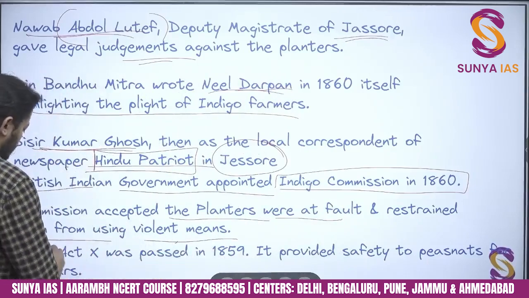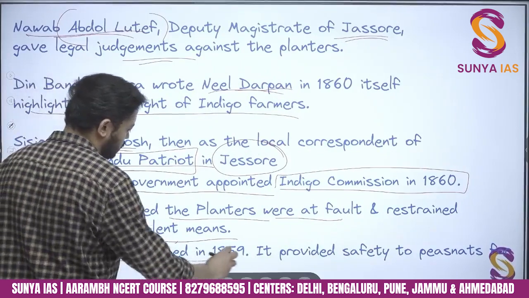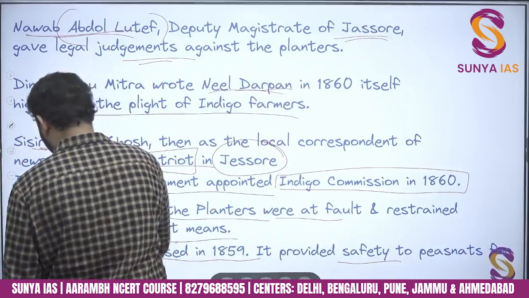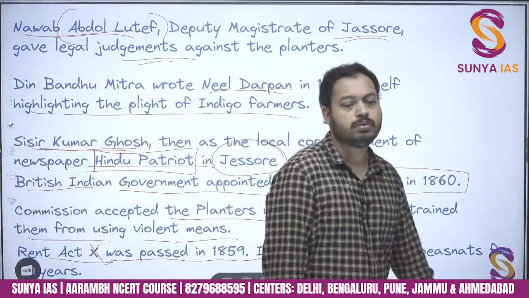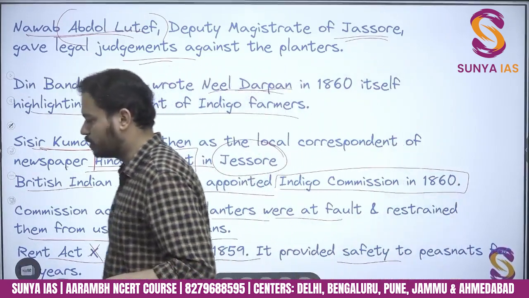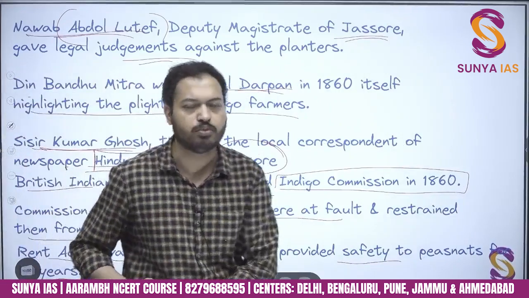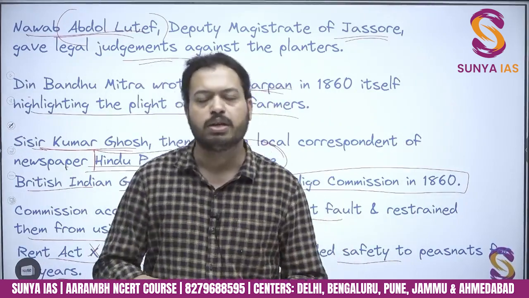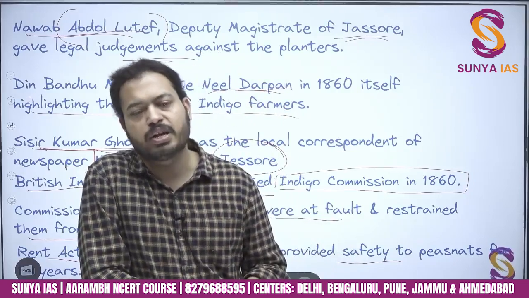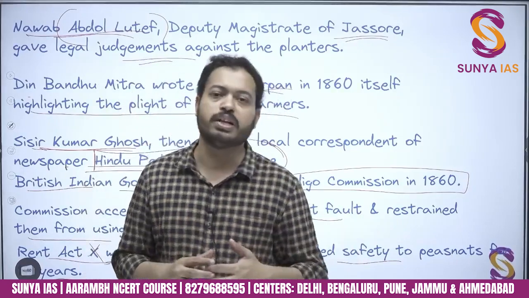But after this, you will see that the Rent Act 10th in Bengal legislation was passed in 1859. It provided safety to the peasants for 12 years. It was decided that if any peasant is working for more than 12 years on a piece of land, the zamindars cannot remove them. That was also passed in the same phase. And it was also assured that the indigo plantation owners will not exploit the people who were working for them, who were producing indigo.